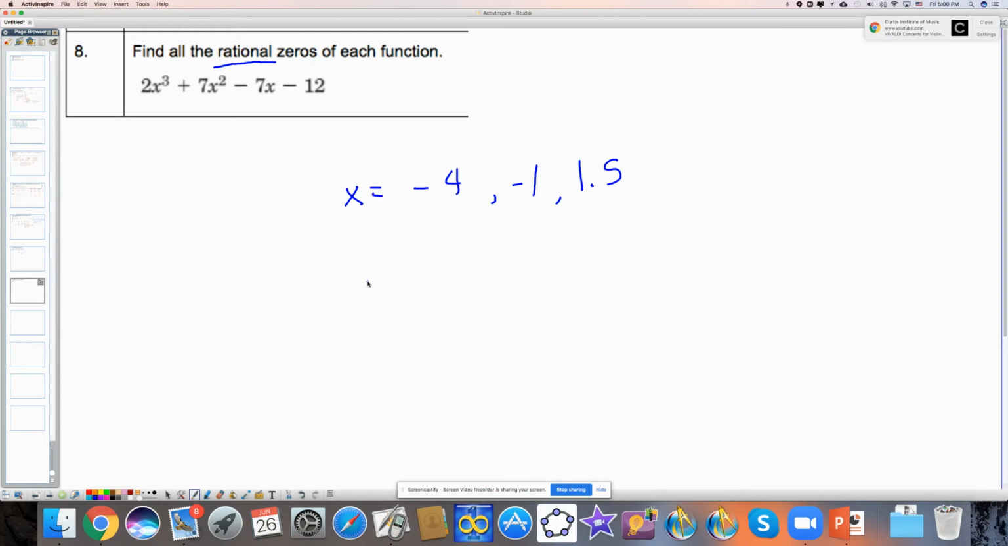So if I were to write the factors, which it did not ask for, but it could ask for, don't get confused. This would be x plus 4 is equal to 0. X plus 1 is equal to 0. Or x minus 1.5. And when you multiply those out, if those are equal to 0, this is where it crosses the x-axis at 0. So these are my solutions, or rational zeros.